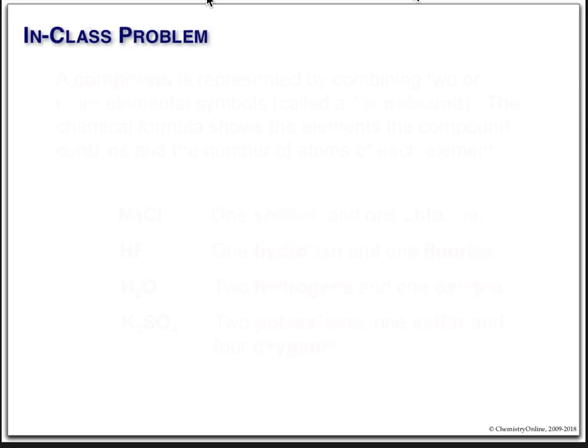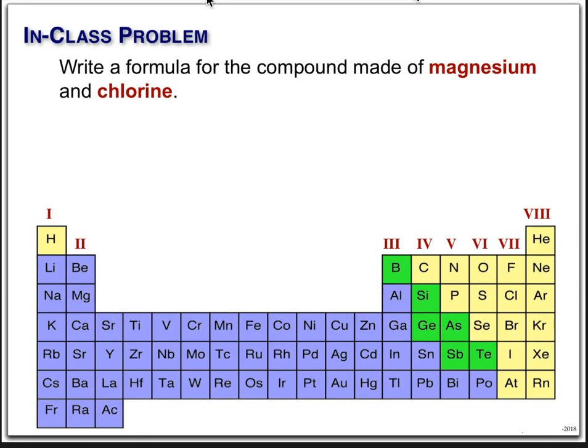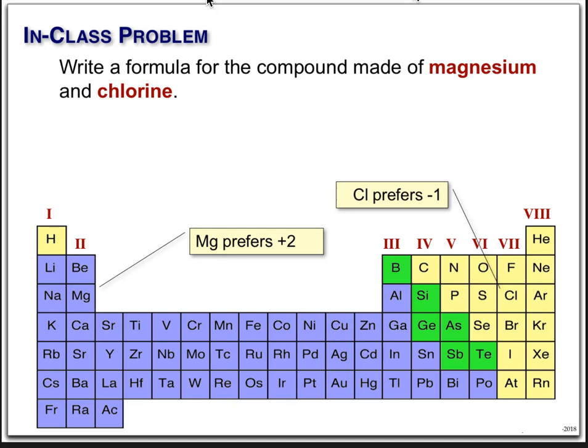All right, well, let's build one. Magnesium and chlorine. Very quickly, write a formula for this compound. Step 1, you have to find them on the periodic table. Magnesium is here in group 2. Chlorine is over here in group 7. So, magnesium will be +2, and chlorine will be -1.